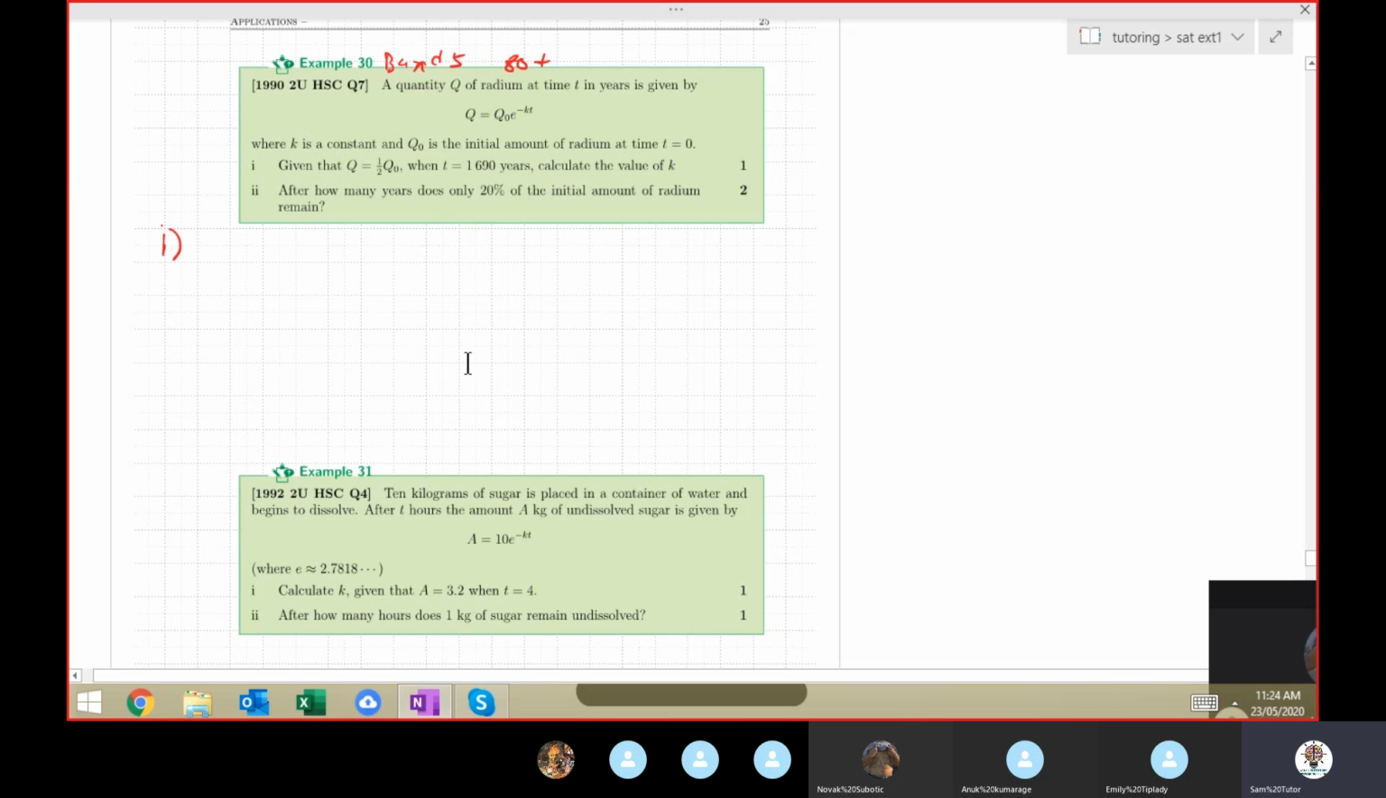Okay. Given that Q is half Q naught when time is 1690, calculate the value of k. All right. So what's my first step? They say given that Q is half of Q naught, when t is 1690, what would you guys usually do when you're given this information? Q is half Q naught. t is 1690. What are you thinking?